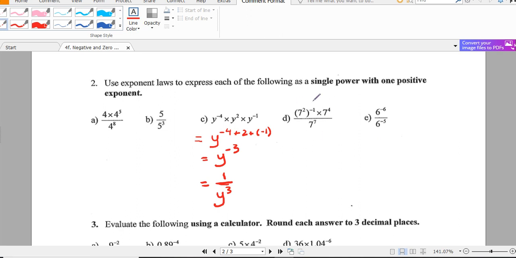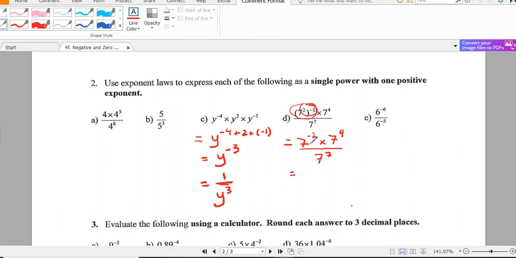Okay? Let's take a look at this one. Base is all the same? They sure are. So let's break this down into steps. Let's first work on the denominator, or sorry, the numerator in this case. So I'm going to take a look at just that for now, and that will give me 7 to the exponent of, what's 2 times negative 1? Negative 2 times 7 to the power of 4 divided by 7 to the power of 7. Okay, so again, all we've done so far is multiply 2 times negative 1, to get negative 2, because it's an exponent on an exponent.